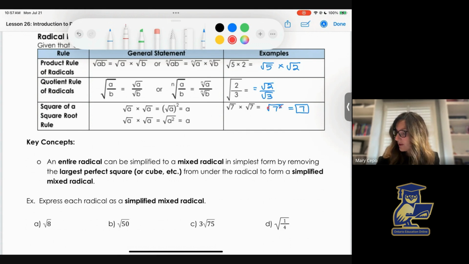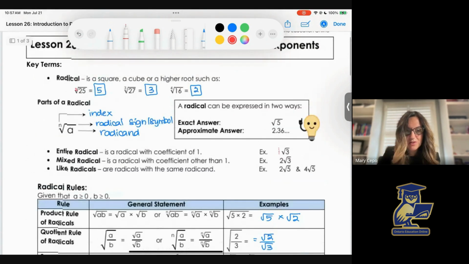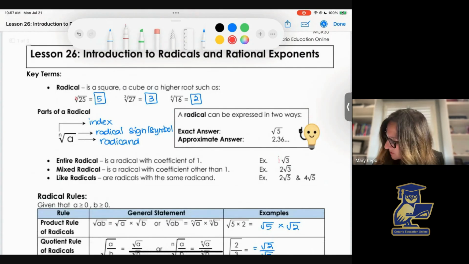And that actually applies to what we see up here. Sorry, not to make you dizzy, but root 25 was 5 to the power of 2. Those cancel out and you're left with 5. Same thing here: 3 to the power of 3. Those cancel out and you're left with 3. Same thing here.